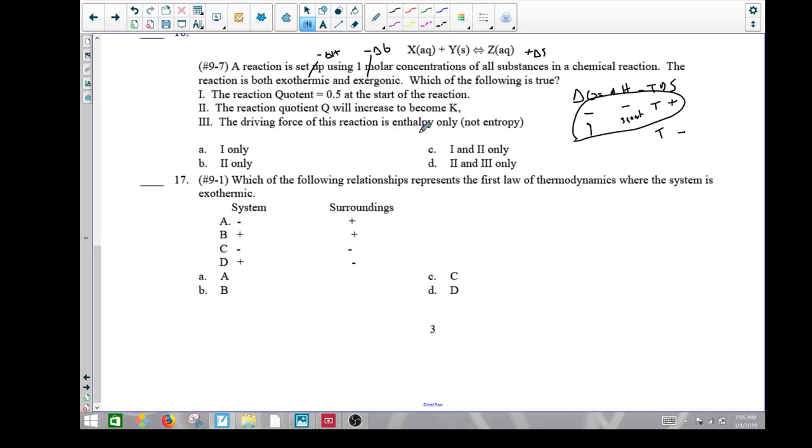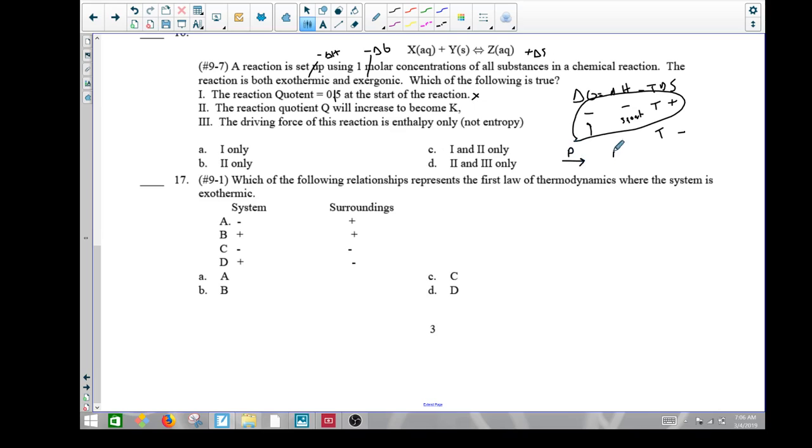All right. So we got 1 molar concentrations of everything, of all things. So not the solid, obviously, but 1 and 1. All right, the reaction has both exothermic. Okay, so start off, just so you know, if everything's 1, 1, 1, plug it into the equilibrium expression, and it should be 1 to start. This guy is out. Be 1 over 1. The reaction quotient will increase to become K. All right, so in this case, we're going to drive towards products.